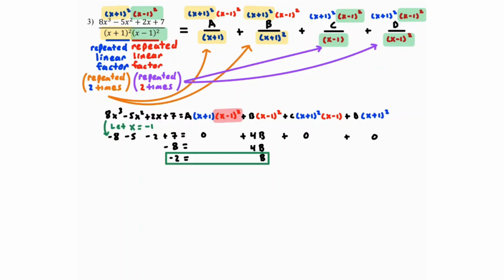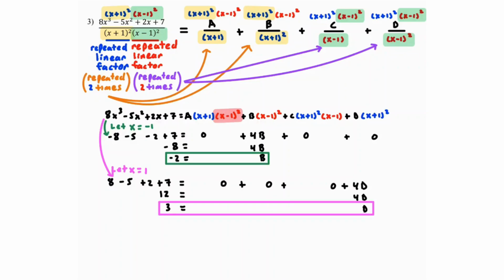Now, if we look at the x minus 1 factor and let x equal 1 this time, and substitute in and simplify, we get this. 8 minus 5 plus 2 plus 7 equals 0 plus 0 plus 0 plus 4D. Simplify this, we get 12 equals 4D, or D is equal to 3.